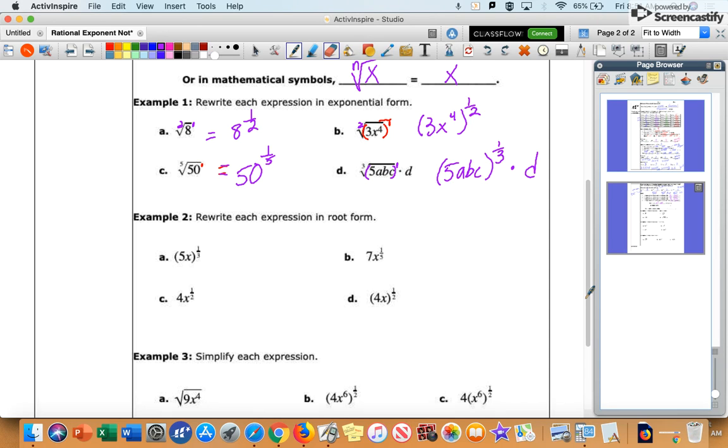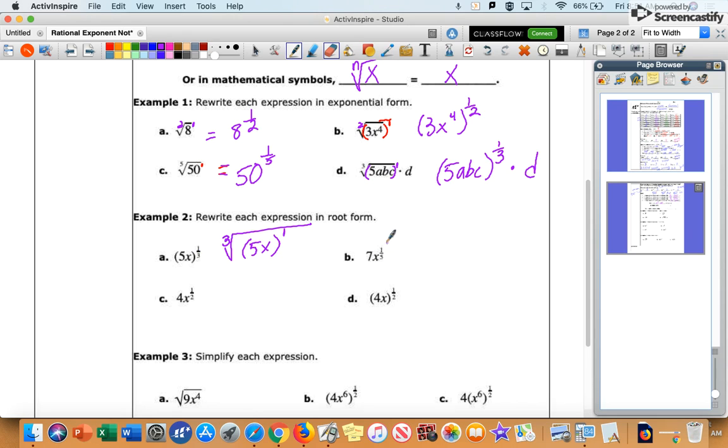So let's just reverse that then. Let's write the root. There's that 3, and then underneath we have 5x to the 1st power. You wouldn't actually have to write the parentheses around that, but I just like to do that. In this case, since the whole 5x is being raised to the 1/3 power, I like to write it that way. All right, next one.